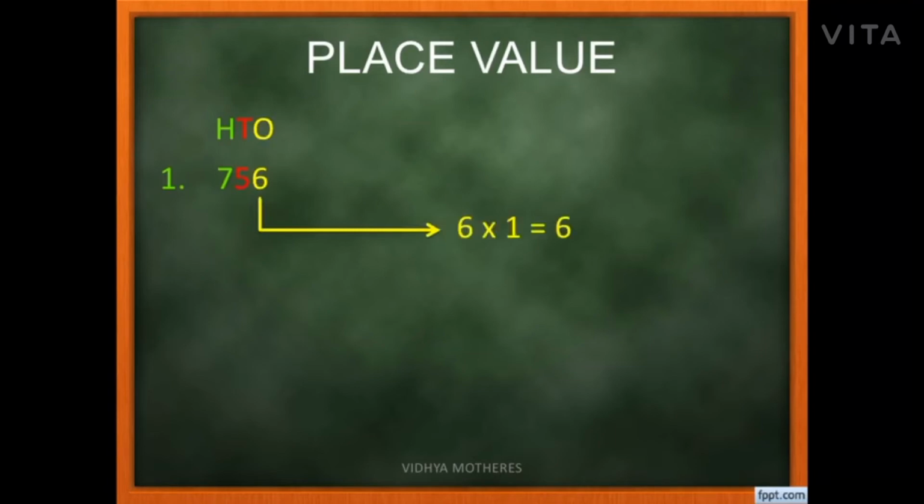6 into 1 will give 6. Next one, what is the number? 5. What is on top of the number? T. T stands for tens. So 5 multiplied by 10 will give 50. Then we have 7. What is on top of 7? H. H stands for 100. So 7 multiplied by 100 will give 700.